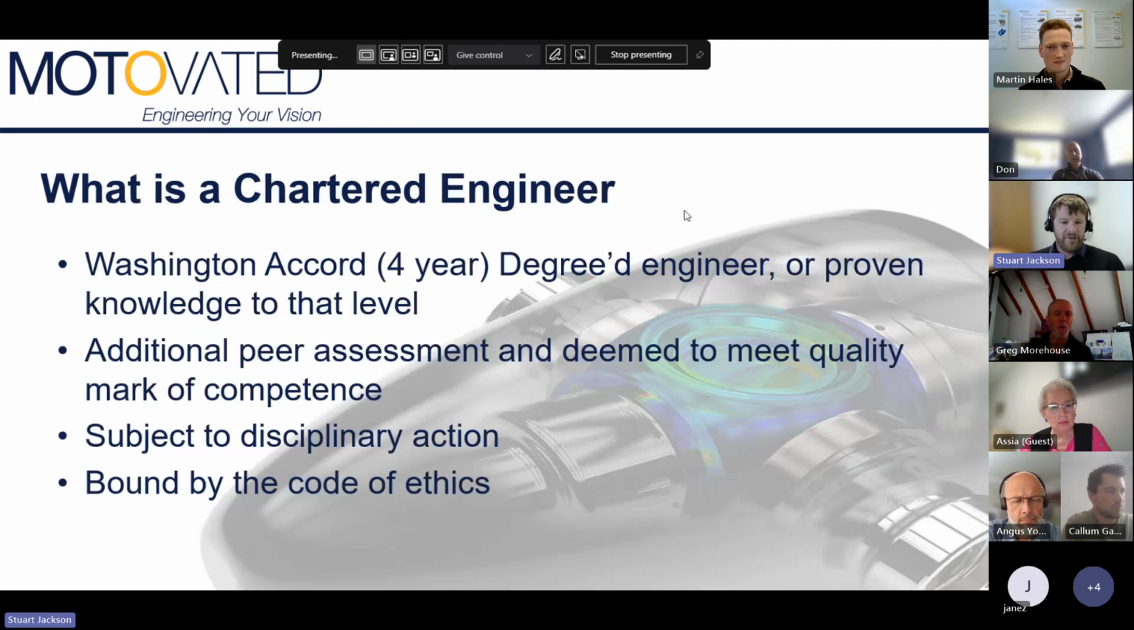So quickly, what is a chartered engineer? At this stage, before NBIE changes or reforms or reshuffles their chartered engineering program, which is still all up in the air, it's generally a Washington Accord 4-year honours degree, or at least proven knowledge to that level. So people are able to have a diploma or a 3-year degree if they've got the proven knowledge. There's additional peer assessment, and they're deemed to meet a quality market competence, subject to disciplinary action and bound by the Code of Ethics.